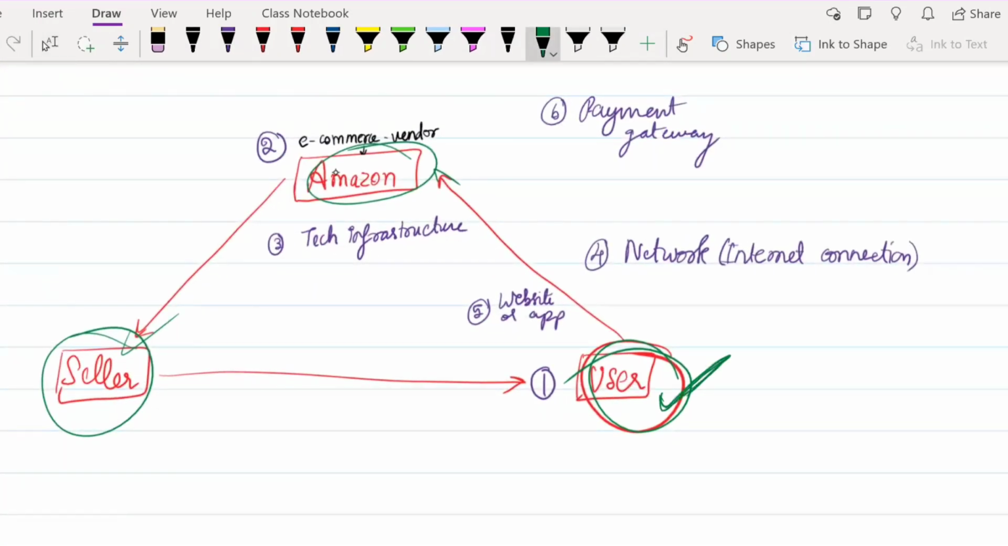One, there is the involvement of users. Next, there is the involvement of Amazon. Amazon is nothing but your e-commerce vendor. It will be known as your e-commerce vendor.